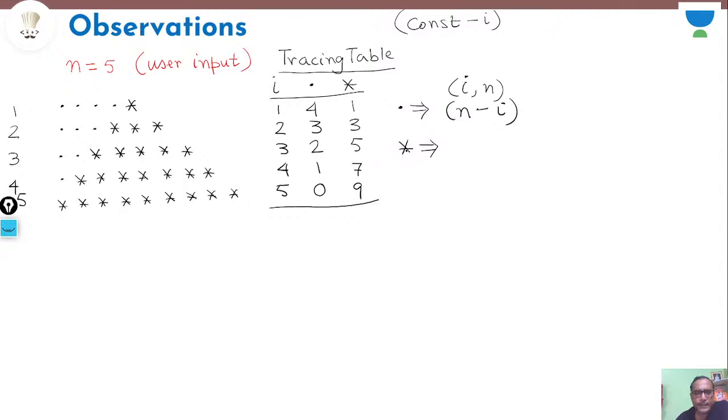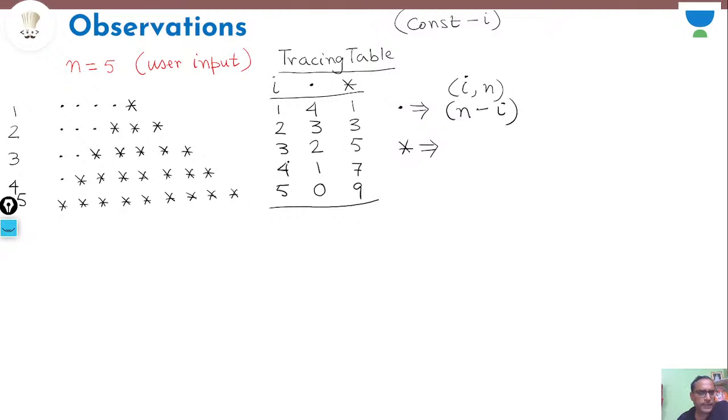Okay. Next, for the star. Whenever I is 1, star is 1. When I is 2, star is 3. When I is 3, star is 5. When I is equal to 4, star is 7. When I is equal to 5, star is 9.